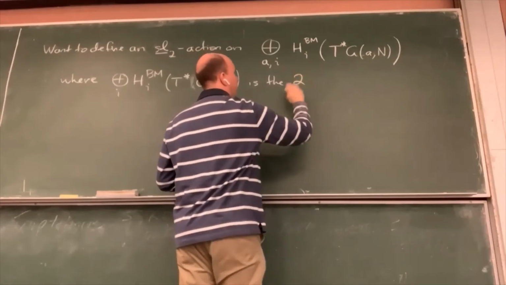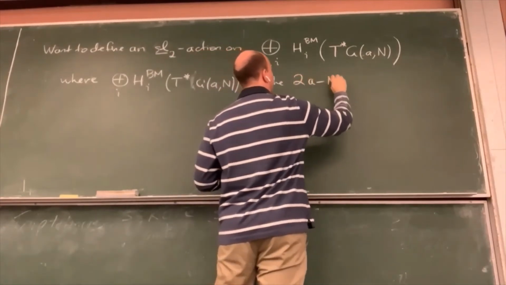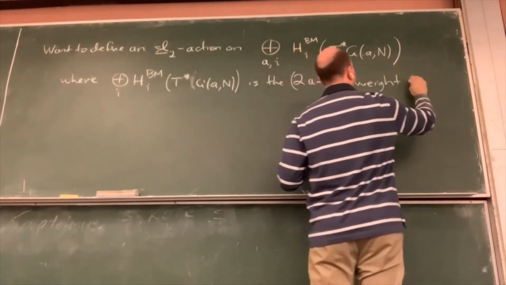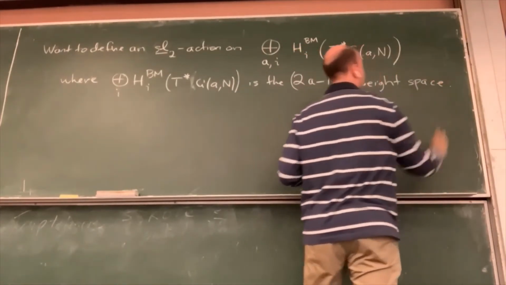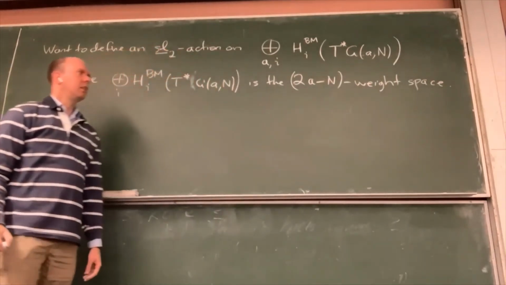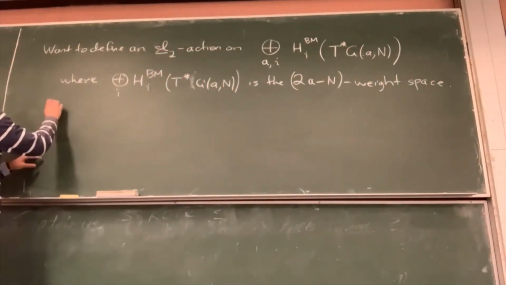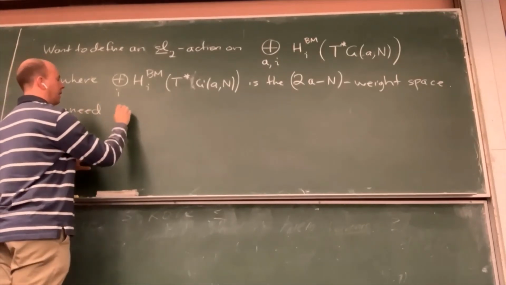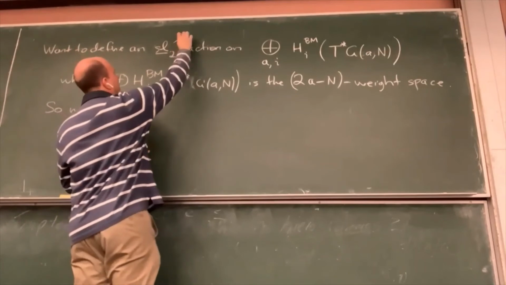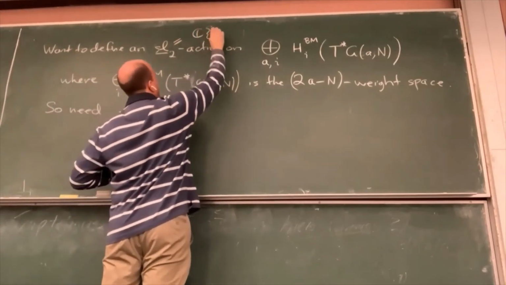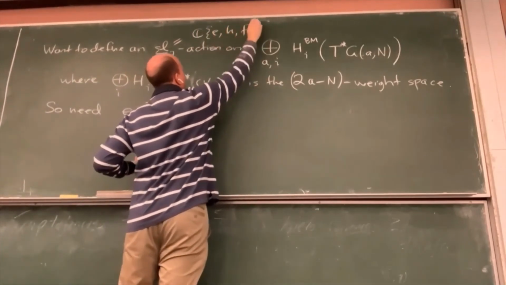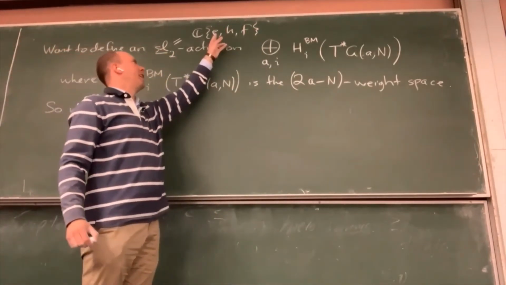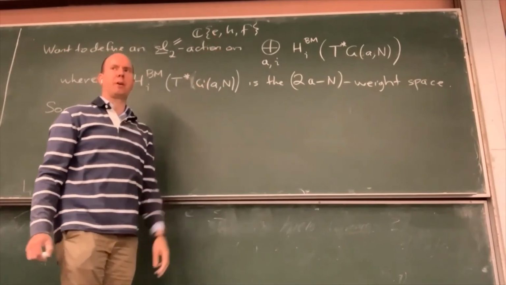And I'll make it the 2A minus n weight space. So what that means is that, in the standard basis of SL2, call it E, H and F, H is going to give you the weights and E will raise weights by 2 and F will lower weights by 2.